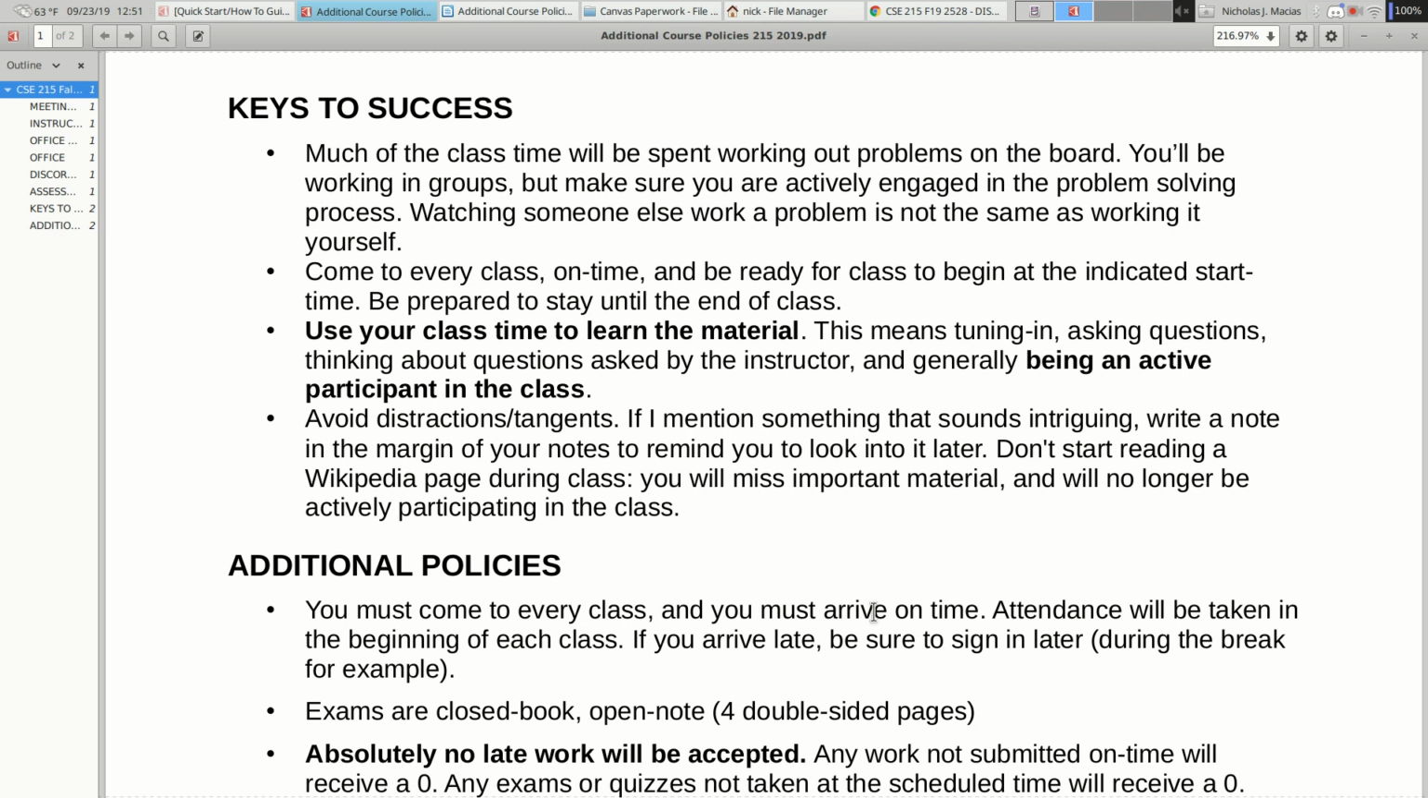I'm going to lecture up here for like half the class, and then we're going to work on problems on the board together, where I can see what you're doing and you can ask questions and I can point you in the right direction and so on and so forth. So we'll be spending a lot of time doing problems on the board.